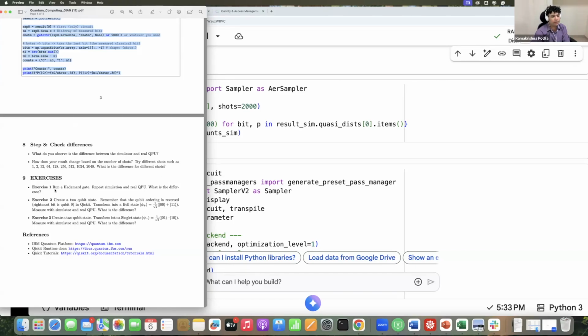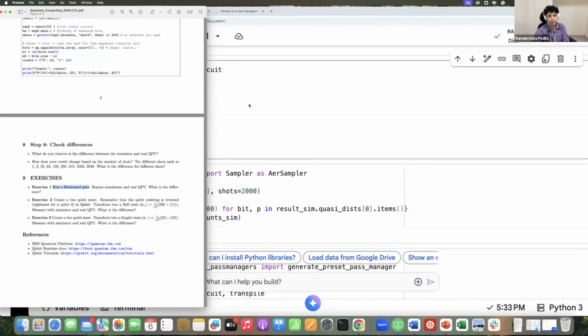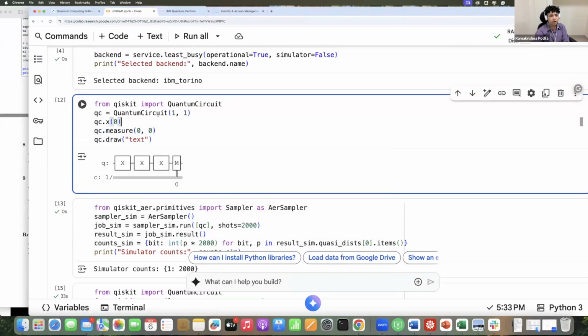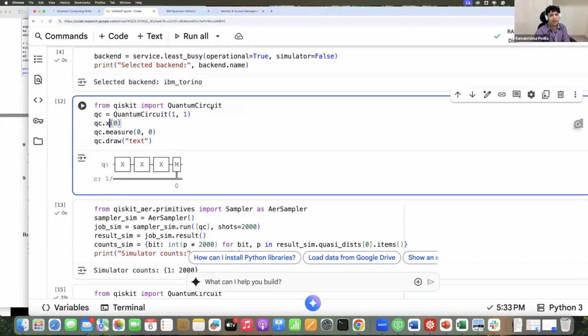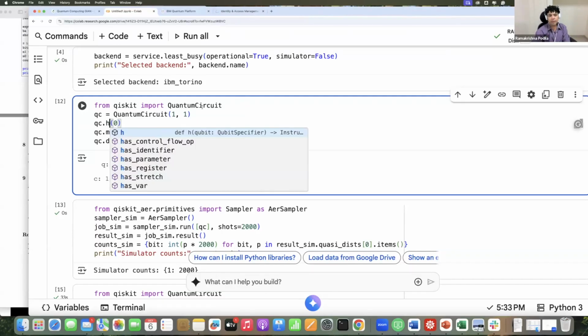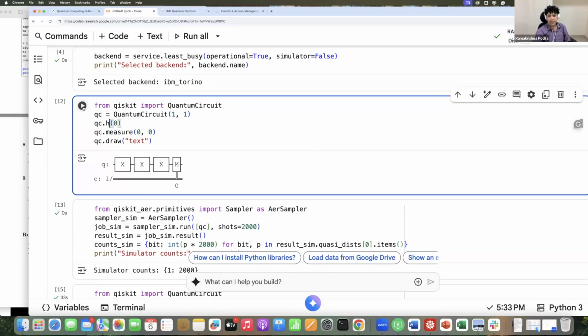But for now, we'll try to do exercise 1, right? We will run a Hadamard gate. As we discussed in the morning's lecture, a Hadamard gate takes, if you start with a 0, then it goes into a 0 plus 1 superposition state, right? So you go back to the top cell where we created the quantum circuit, and then instead of the X gate, we want the Hadamard gate, right? We use H, and then I run it, and you should be able to see the Hadamard gate and the measurement. Is everyone able to do that?